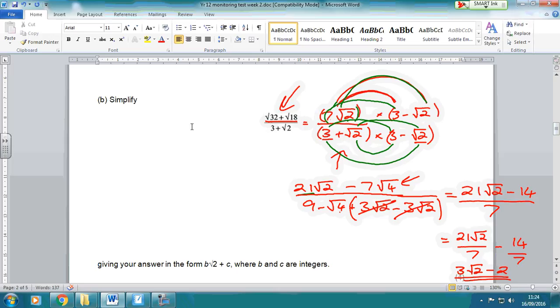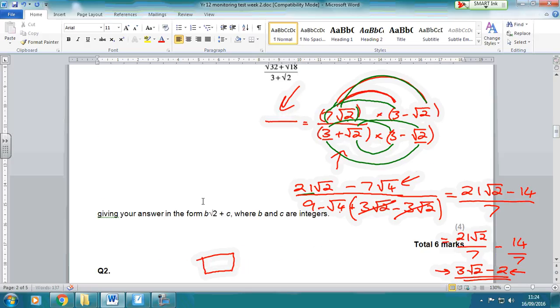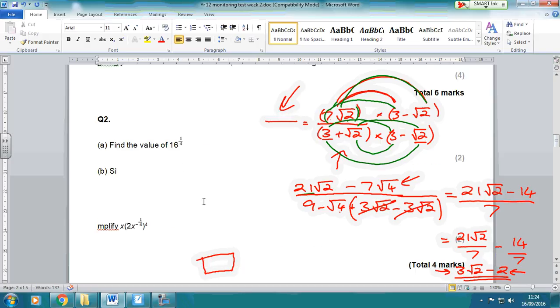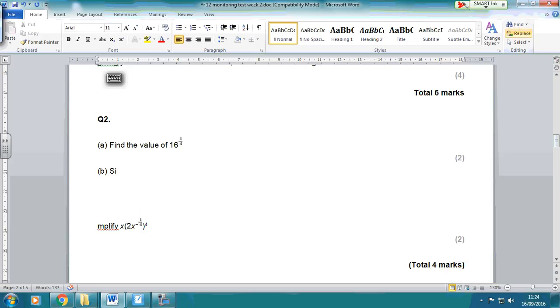And if you have a look, it says here it's got to be in the form b root 2 plus c. So here b is 3 and c is minus 2. Okay. Next question.